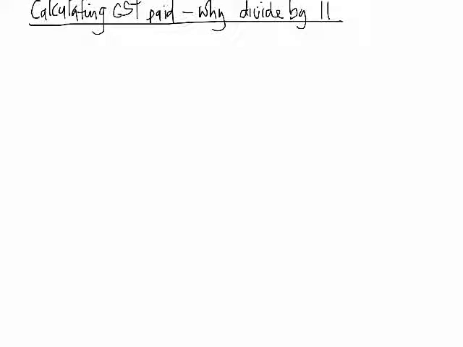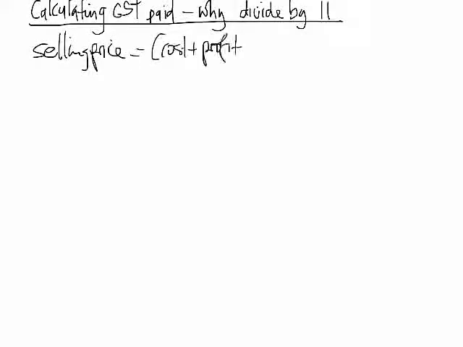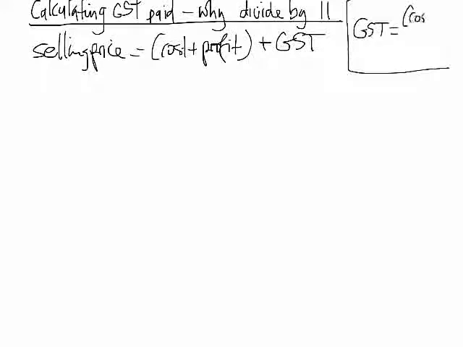So we have the formula: selling price is the cost and profit plus the GST. Okay? But we know that the GST is the cost and profit divided by 10. Why is that? Because the GST is 10% of the value of the item, 10% of the cost plus profit. What is another way of finding 10% of something? Dividing it by 10. A tenth of something is the same as 10% of it.